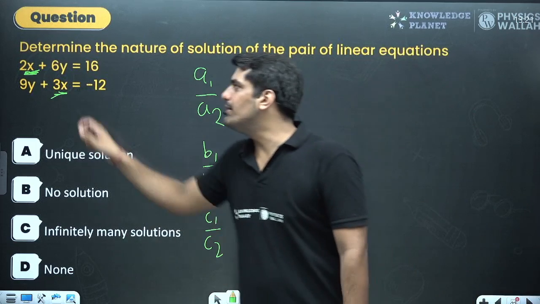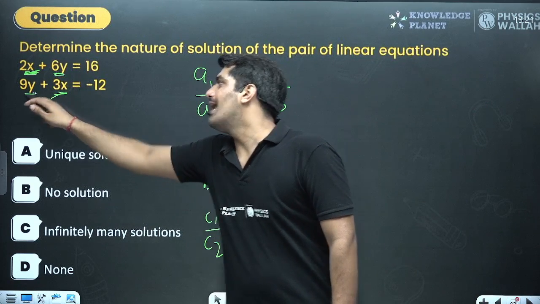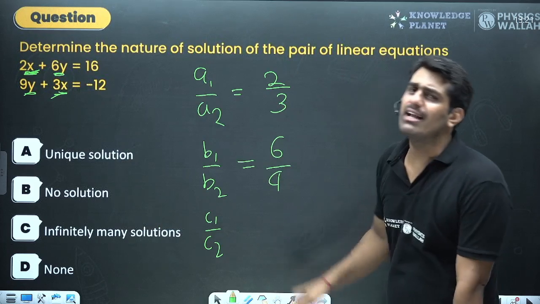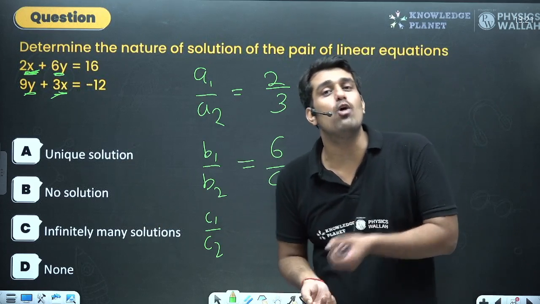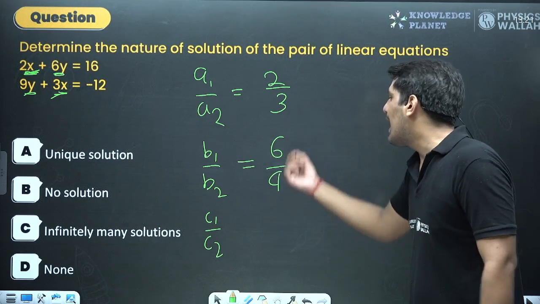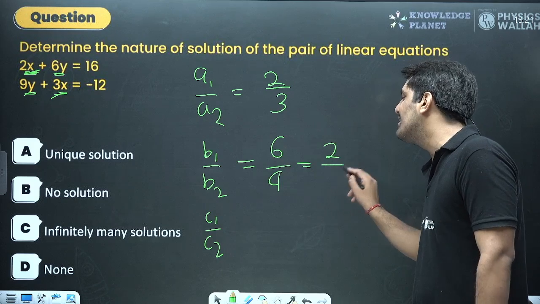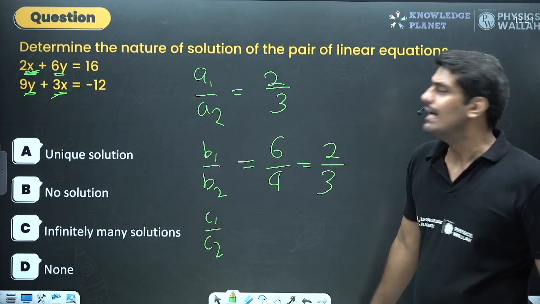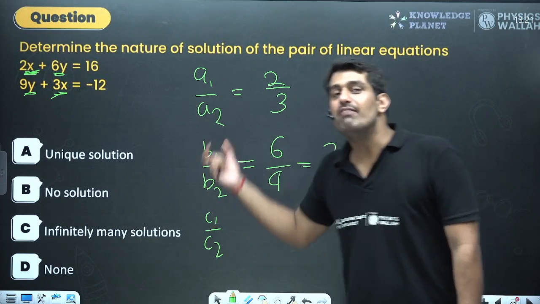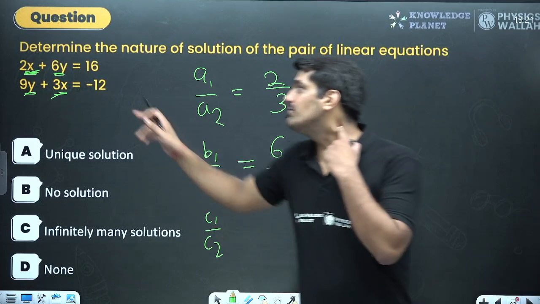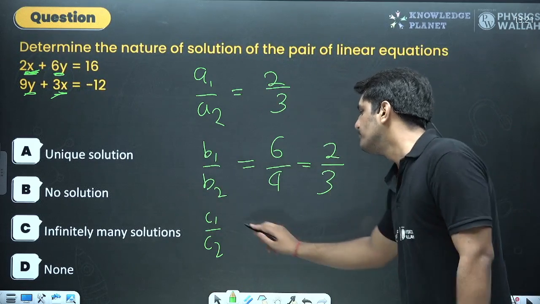For b1 by b2, 6 upon 9. I will write it over here, 6 upon 9. But this is not in the reduced form, so I need to cancel it out by the highest common factor, which is 3. So 3 dividing 6 is 2, 3 dividing 9 is 3. So 2 by 3. a1 by a2 and b1 by b2 have come out to be equal. Let's now observe the final thing, that is c1 by c2.